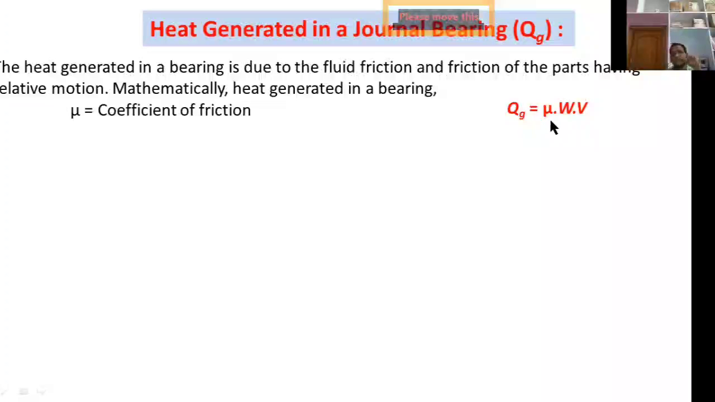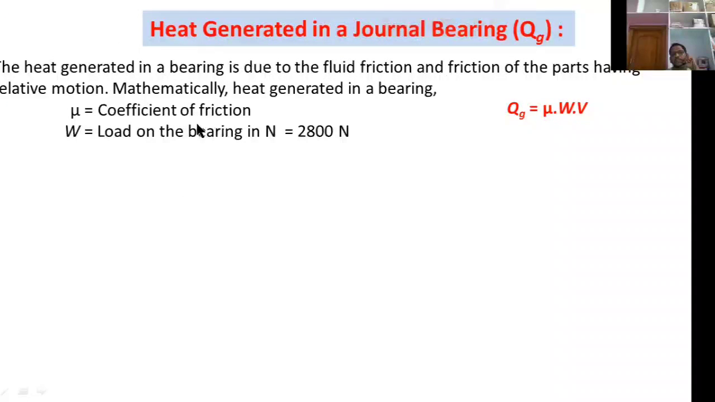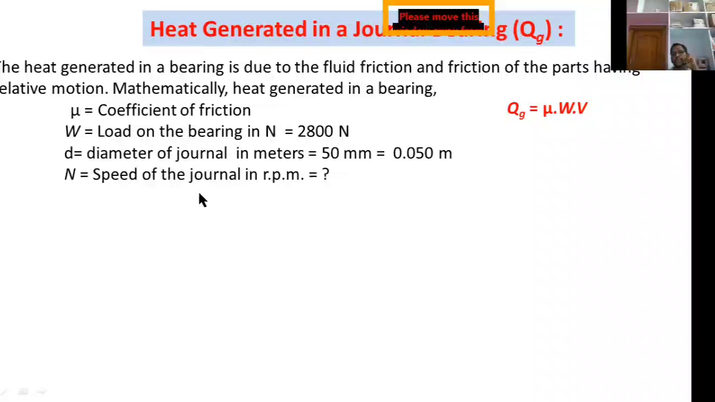Here mu is the coefficient of friction. We already found that value in terms of n. W is also given in the question, that is 2800 newtons, and V is the velocity of the shaft. The velocity of the shaft equals pi D N by 60. The diameter of the shaft equals 0.05 meters.